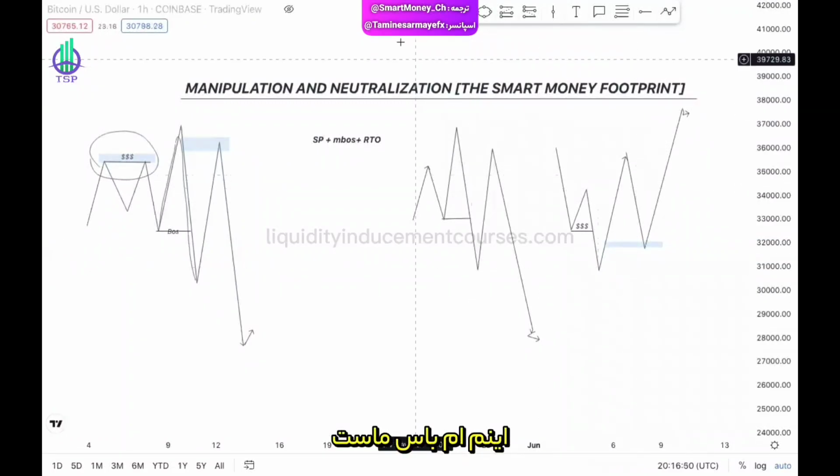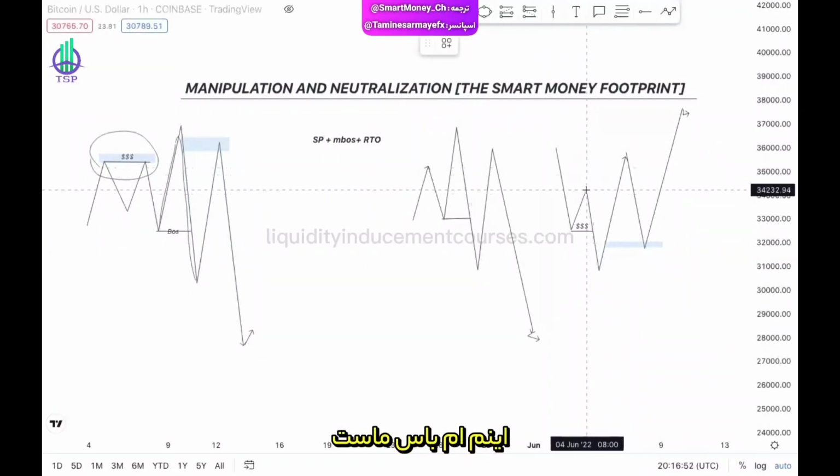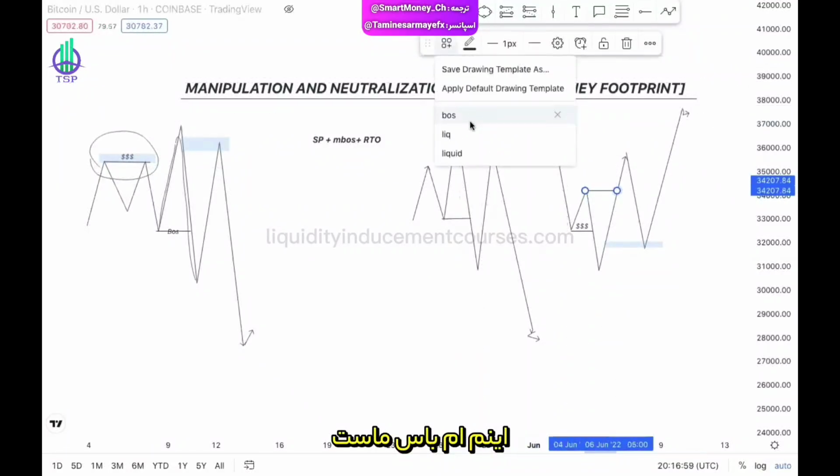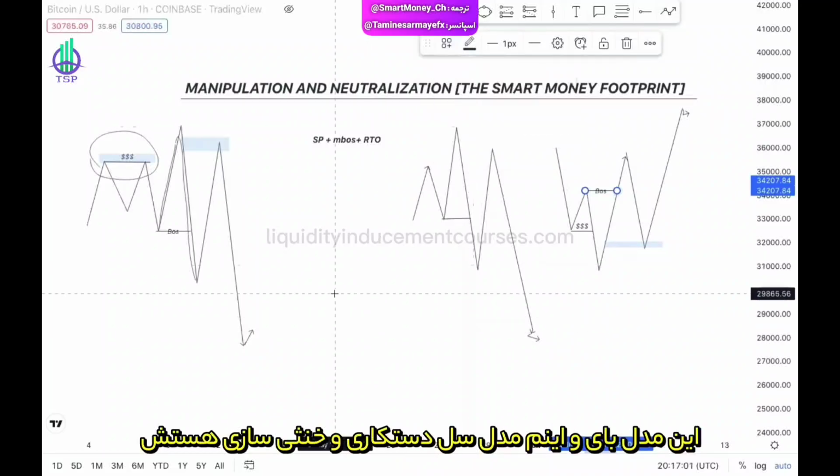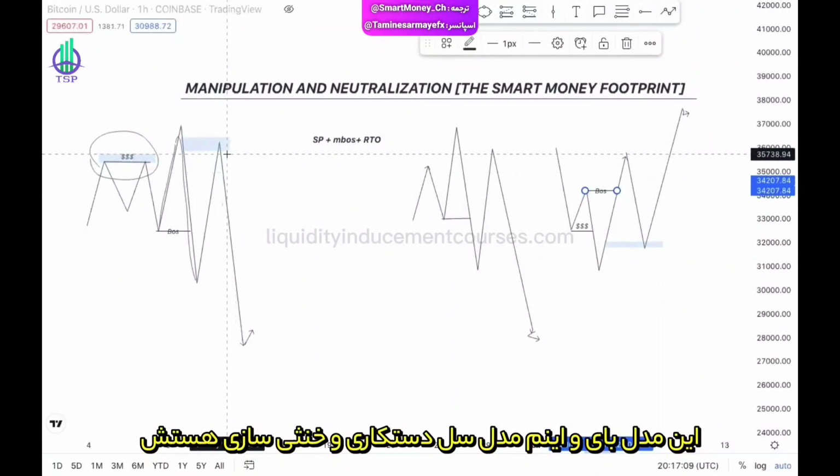Okay, so this would serve as our MBOS. Okay, so this is the buy model, while this is the sell model of the manipulation and neutralization.